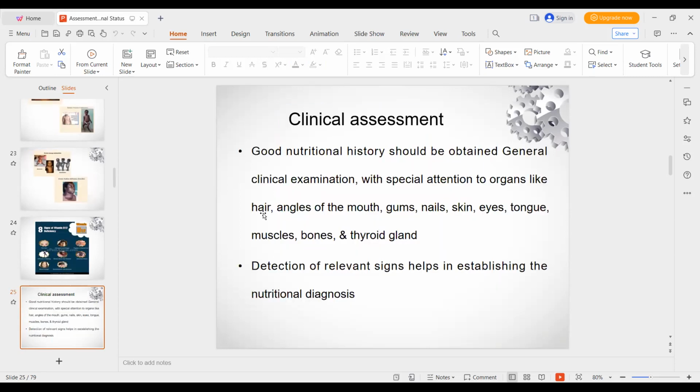Clinical assessment. A good nutritional history should be obtained. General clinical examination with special attention to organs like hair, angles of the mouth, gums, nails, skin, eye, tongue, muscles, bone, and thyroid gland. Detection of relevant signs helps in establishing the nutritional diagnosis.